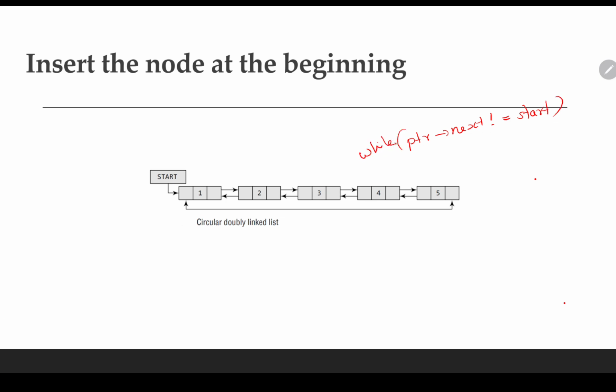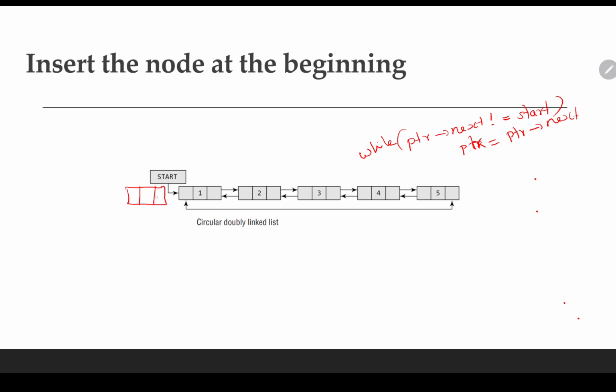It is a while loop, and inside this while loop we will check the condition. If this condition is true, we have to execute the statement, that is ptr = ptr->next, until this condition becomes false. Once we find the start node, we will insert the node here, at the beginning.